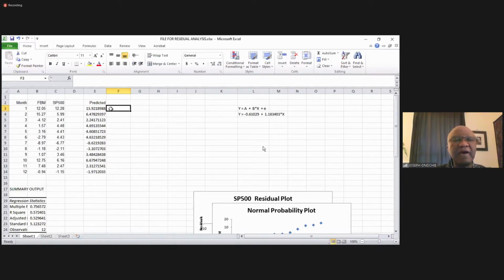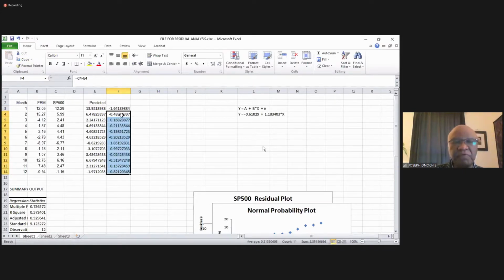So I say equal to, is the residual y minus y hat or y hat minus y? I don't remember. So let's do y minus y hat. Okay, so let's do that. It's negative. So let me copy and let me extend that.